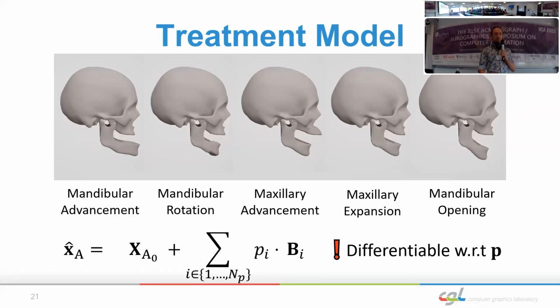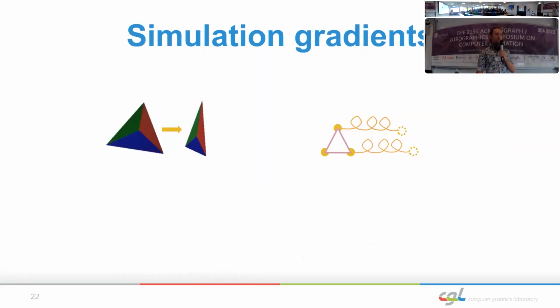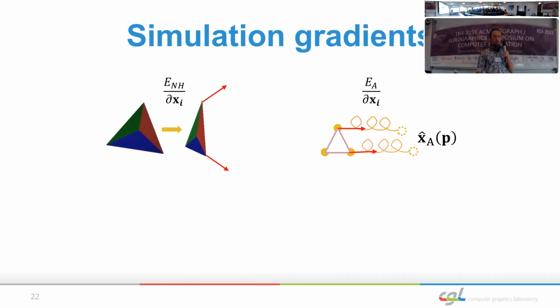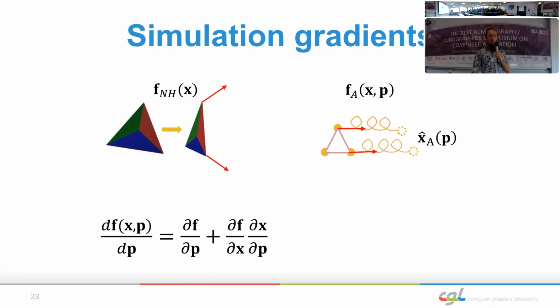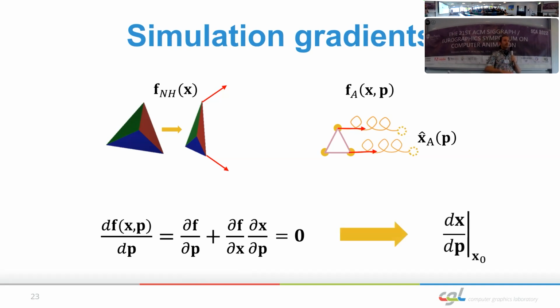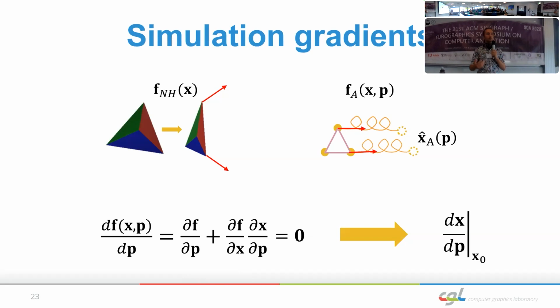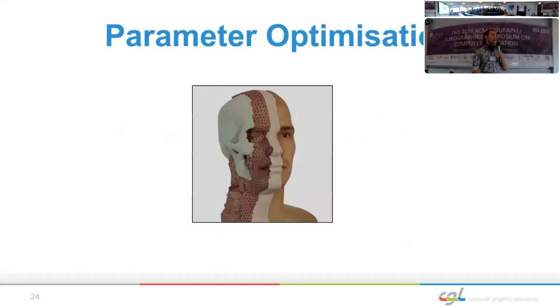What this allows us to do is to calculate the gradients of the simulation. And using the fact that the nodal forces must be equal to 0 at the equilibrium state for any configuration of parameters, we're able to use this invariant to derive the gradients of the vertices with respect to the parameters. And using this information, we can then optimize the treatment parameters in the following way.